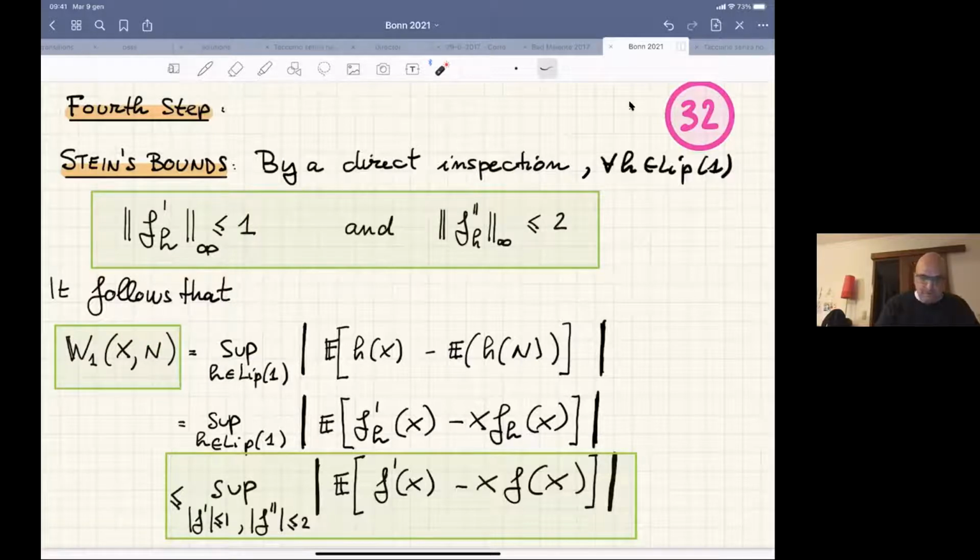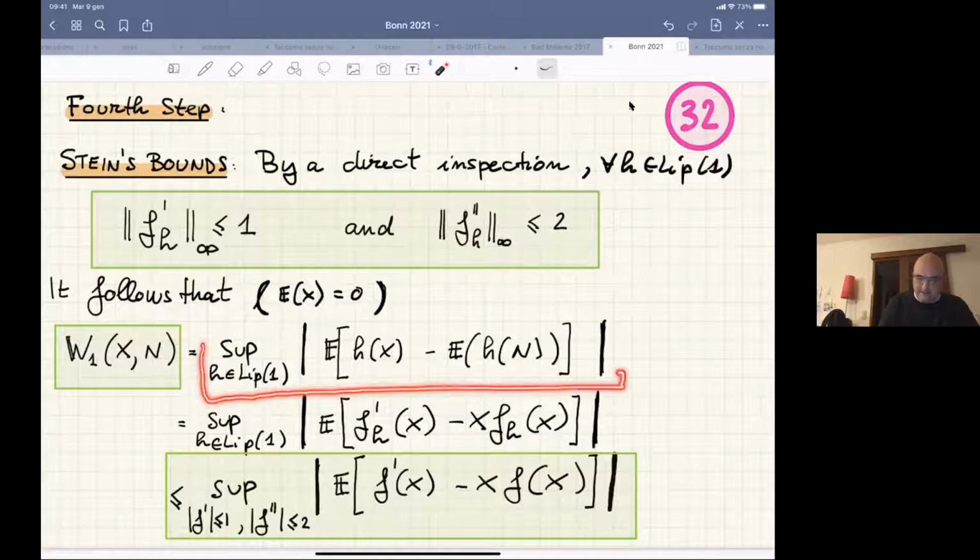Now let me also assume that the expectation of x is equal to 0, and you will see later that this is something that has to be done. And now the one I'm using here is the dual representation of the one Wasserstein distance, which is given by the supremum of all h in the class Lip1 of the absolute value of the expectation of h of x minus the expectation of h of N.